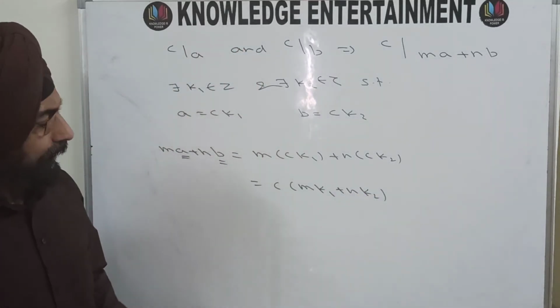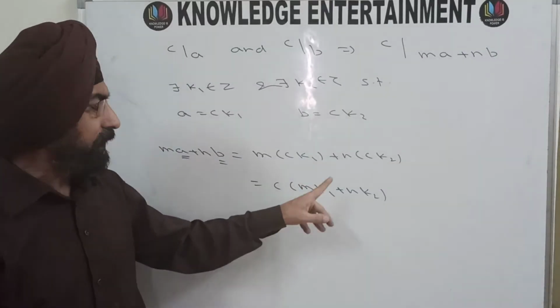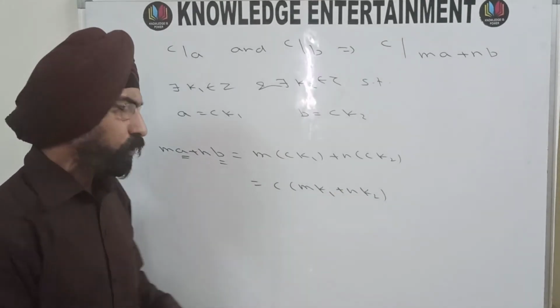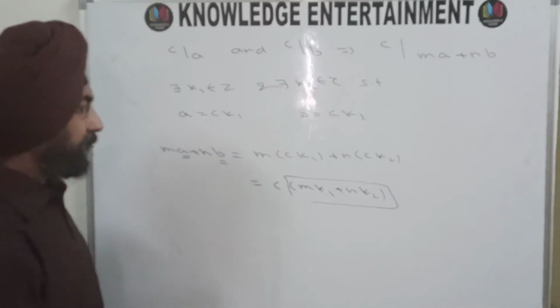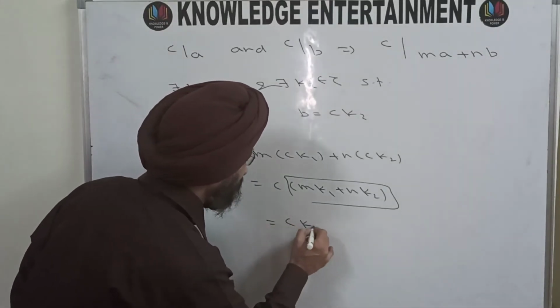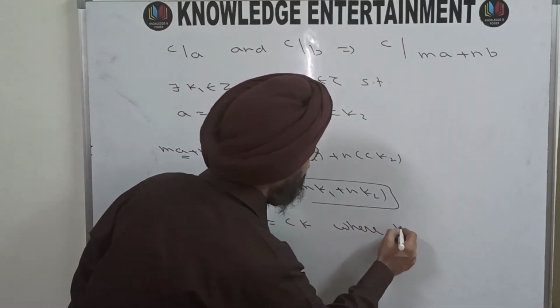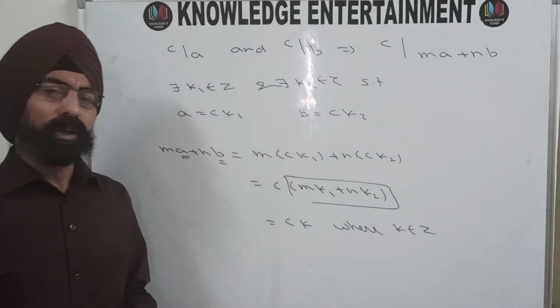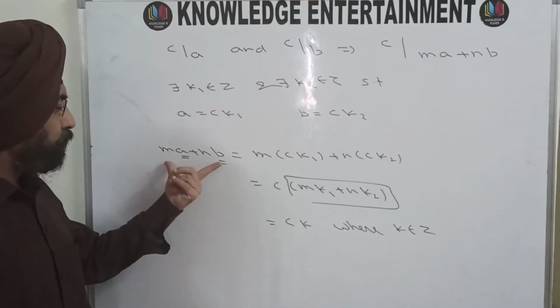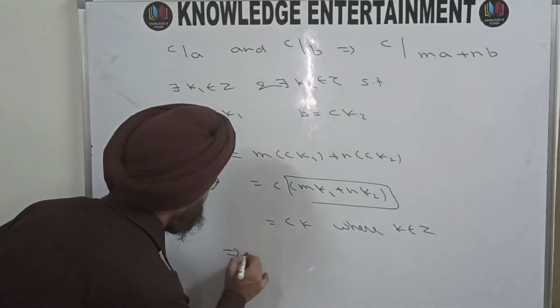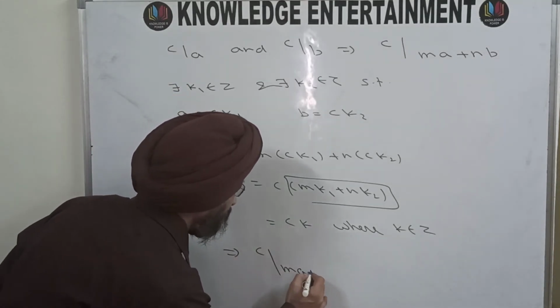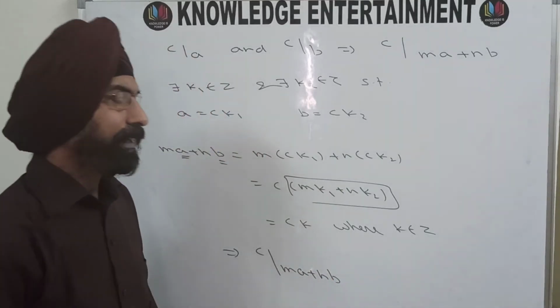Now M is an integer, K1 is an integer, N is an integer, K2 is an integer. So that means this whole is an integer. So you can rename it as K. So suppose I am writing it as CK, where K is an integer. Now what you are having here is that MA plus NB is C times some integer, and it directly means that C divides MA plus NB.